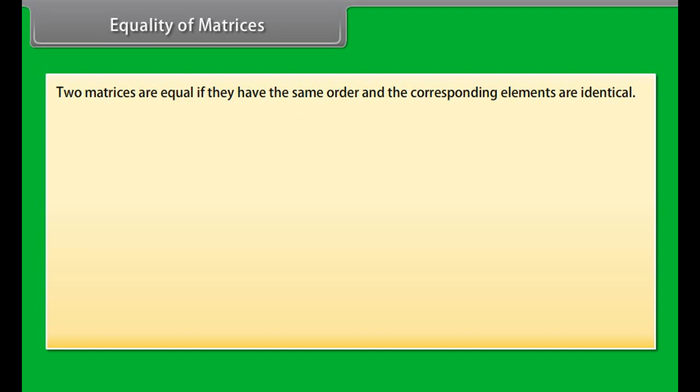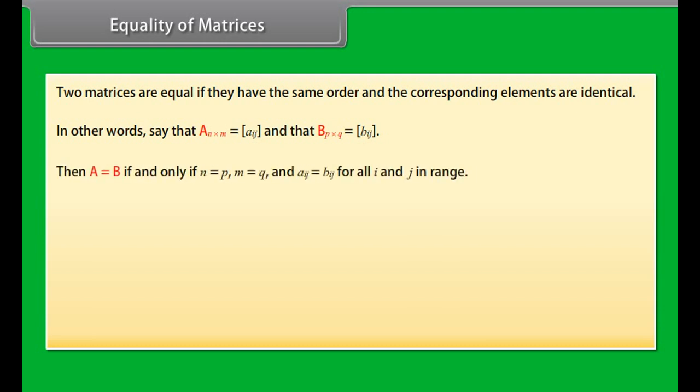A zero matrix or null matrix is one which has all its elements 0. Here is a 3 by 3 zero matrix. These are 3 more examples of zero matrix. The zero matrix is denoted by O.